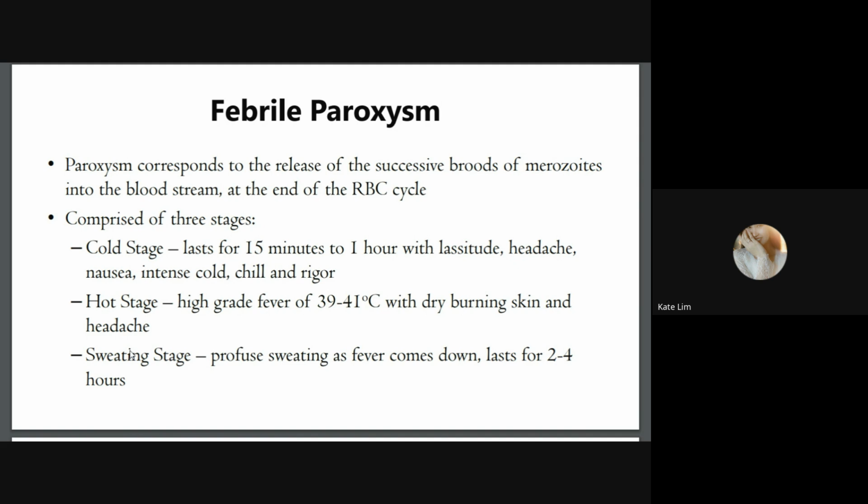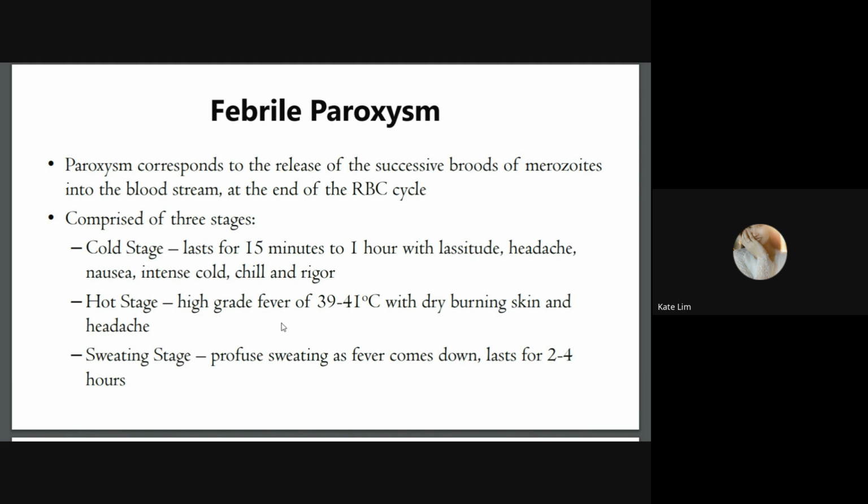As I have mentioned, we have the cold stage. This stage usually lasts from 15 minutes to 1 hour, and it is characterized by a sudden onset of chills, intense cold, and rigor. What do you mean by rigor? That's the uncontrollable shaking. Now imagine you're caught in an ice storm with no way to warm up. That's what this stage feels like.